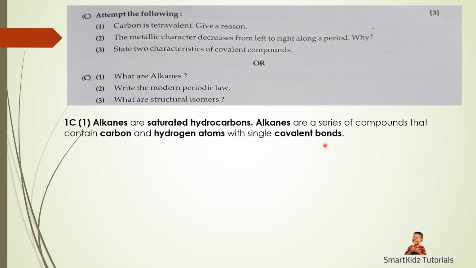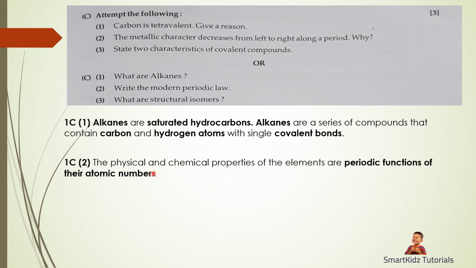We have unsaturated hydrocarbons having double or triple bonds like alkenes and alkynes. Second question, write the modern periodic law. The physical and chemical properties of the elements are the periodic functions of their atomic numbers. So this is known as the modern periodic law. Physical and chemical properties of the elements that are listed in the modern periodic table are said to be the periodic functions of their atomic numbers.